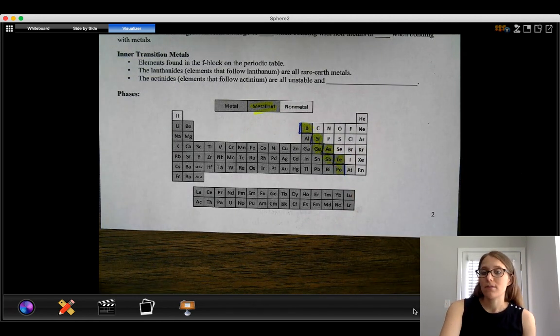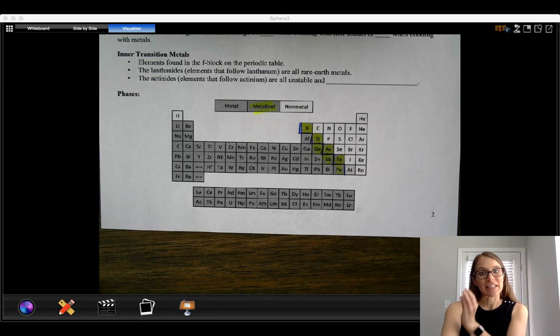So those are some of the ways that we break the periodic table into some different chunks. The next page of notes, we're going to talk about how we classify elements within a specific family into some more specific properties as well.